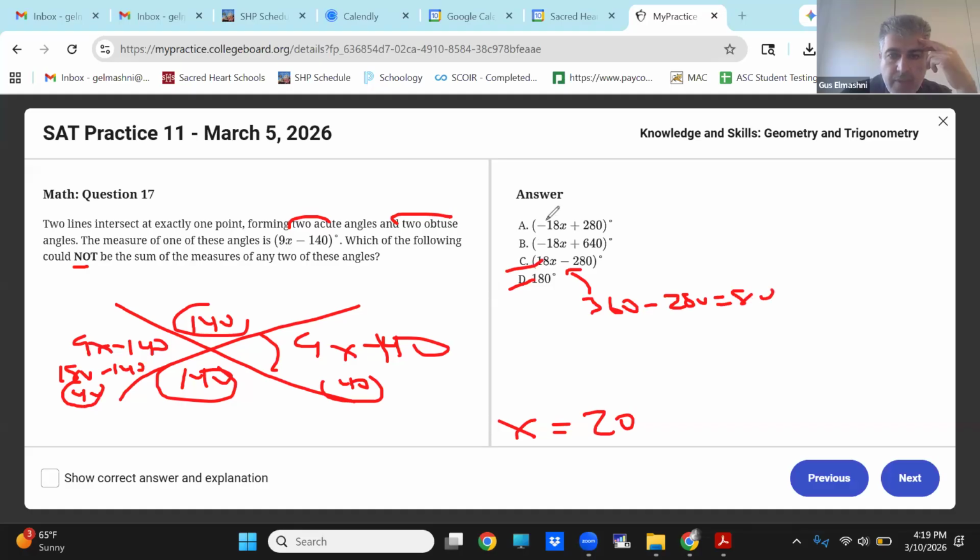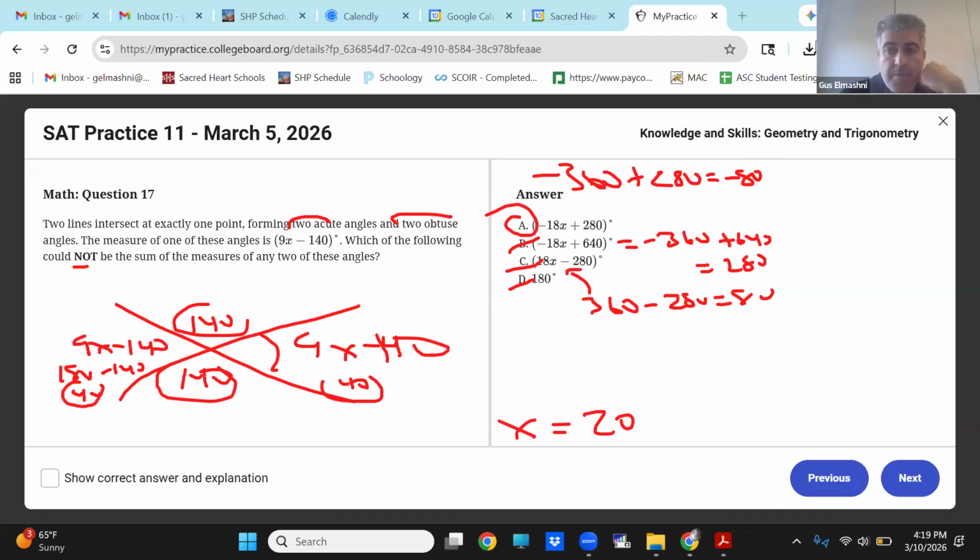If I look at B, if I add 140 and 140, it's 280. So that's negative 360 plus 640, which is 280. But this one's not going to be okay, because you get negative 360 plus 280, which is negative 80. And that's not the sum of any of our two angles. So we use process of elimination as well as substitution. So that's strategy again.